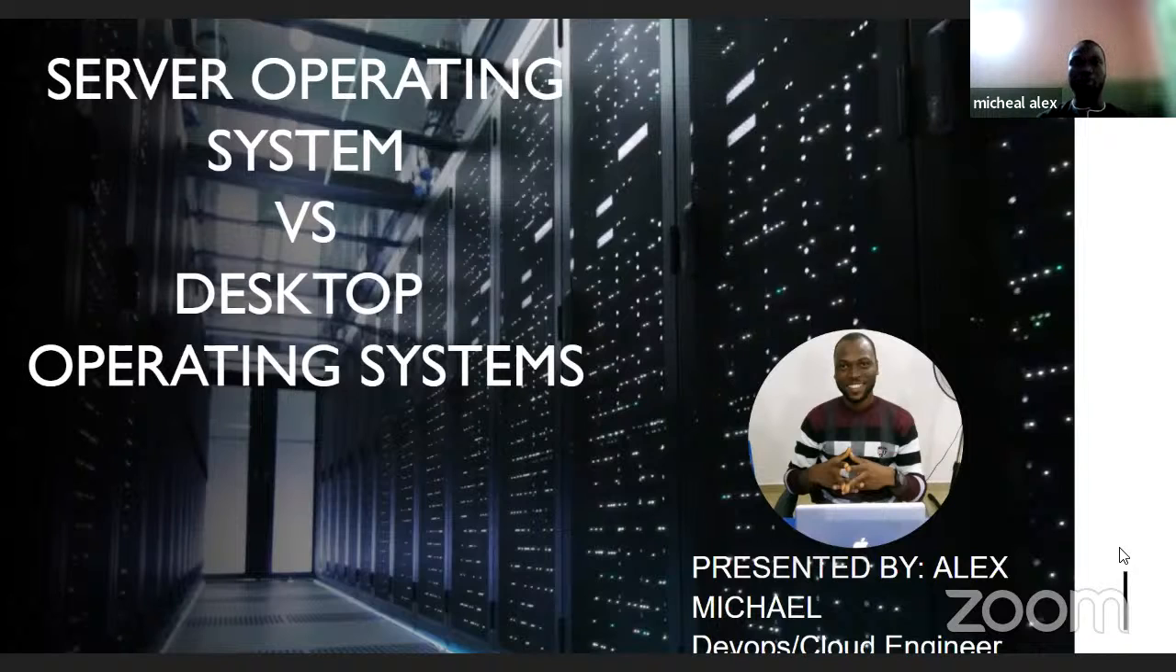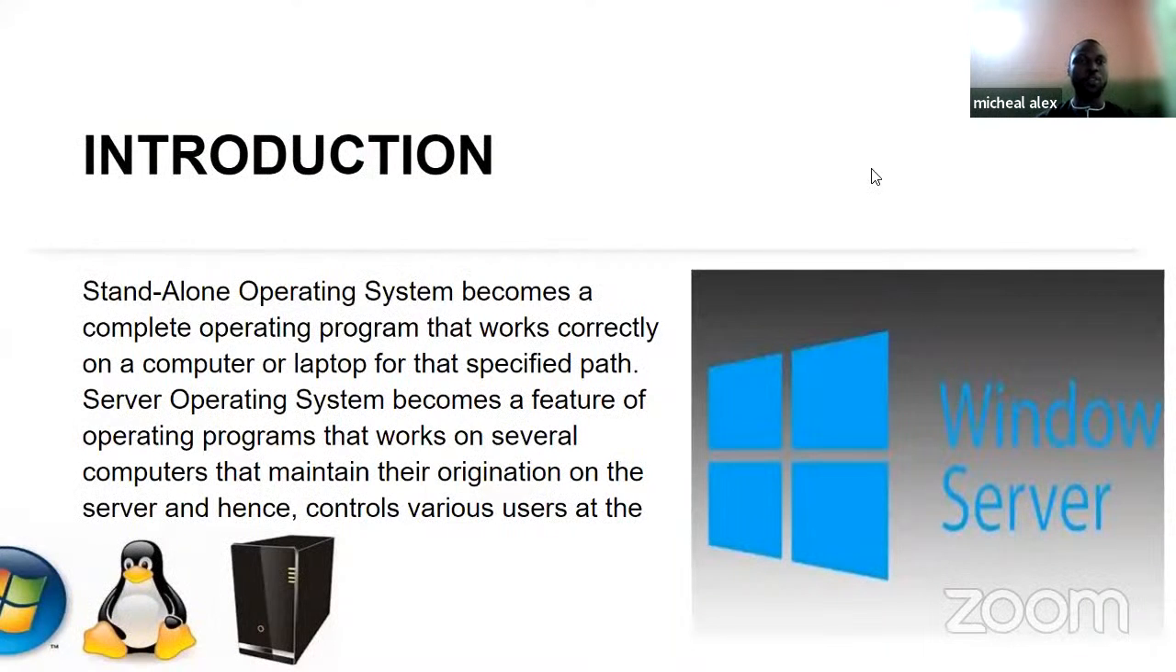So let me go straight into my slide. Introduction. A standalone operating system is a complete operating system that works correctly on a computer or laptop. Yes, a standalone operating system is the operating system that you have on your personal PC. In fact, operating systems are not just tailored to PCs alone. Even our devices, such as our tablets and our phones, anything we use to communicate or send messages, actually have an operating system.